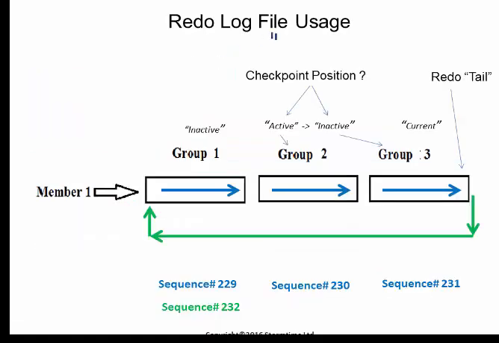So this is just showing you how we use the redo log file. Simplified it now because it doesn't matter how many members we've got. But in this case, I've used group 1 and I've switched to group 2.